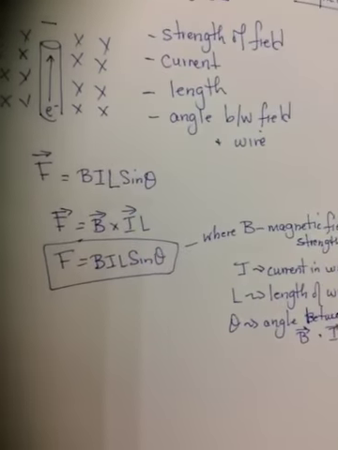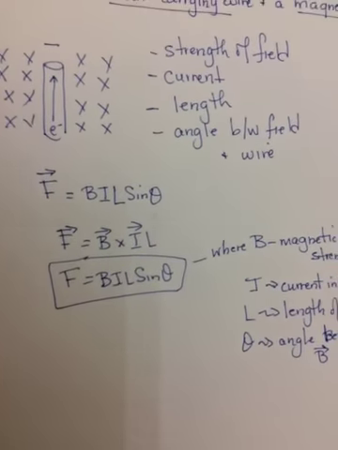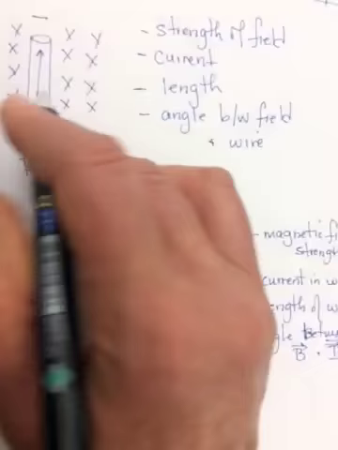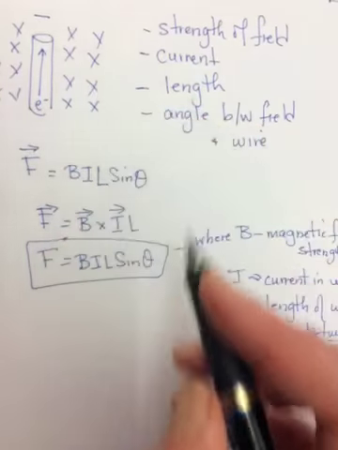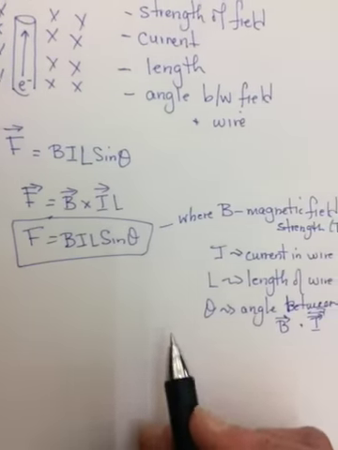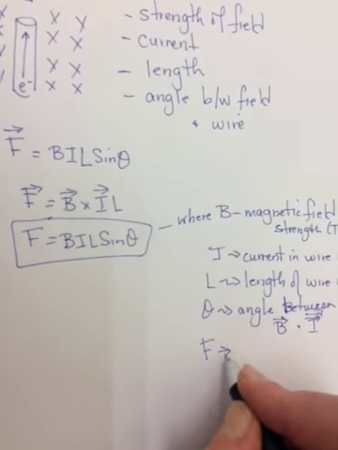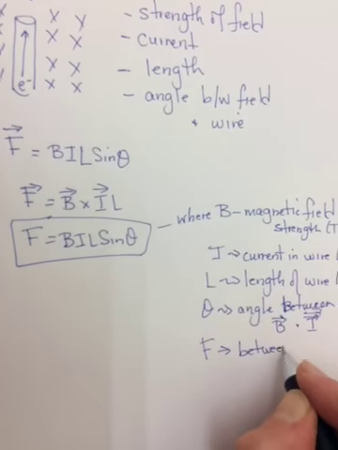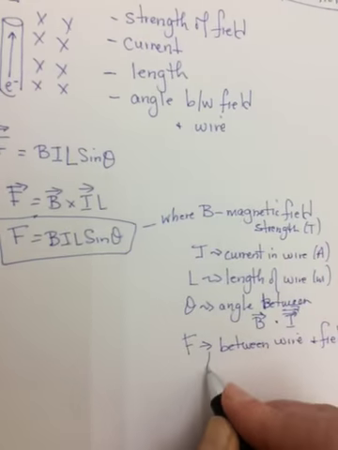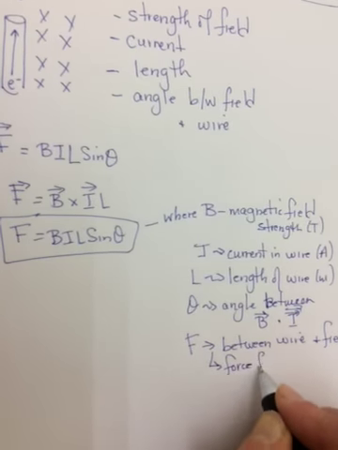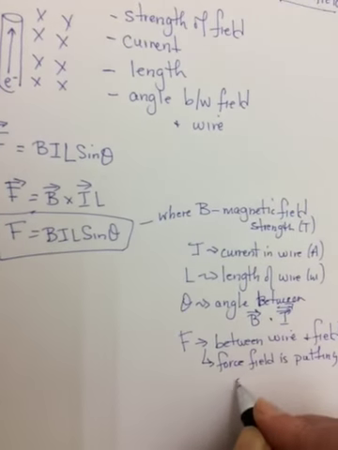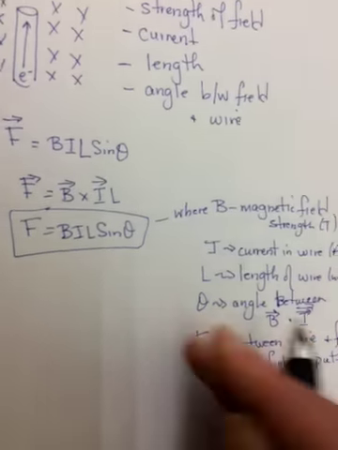Okay, and because it's sine theta, you're going to get the biggest force when they are perpendicular, and you're going to get zero force when they're parallel. So this will give me the biggest magnitude of force. If the wire was running with the field, like into or out of the board, it would be zero. All right, and then F is the force between wire and field, or the force that the field is putting on the wire.